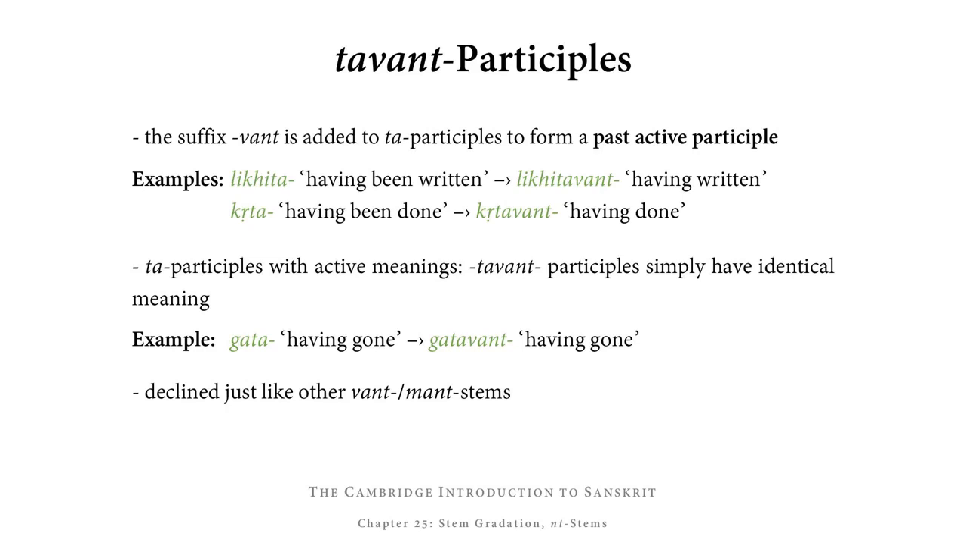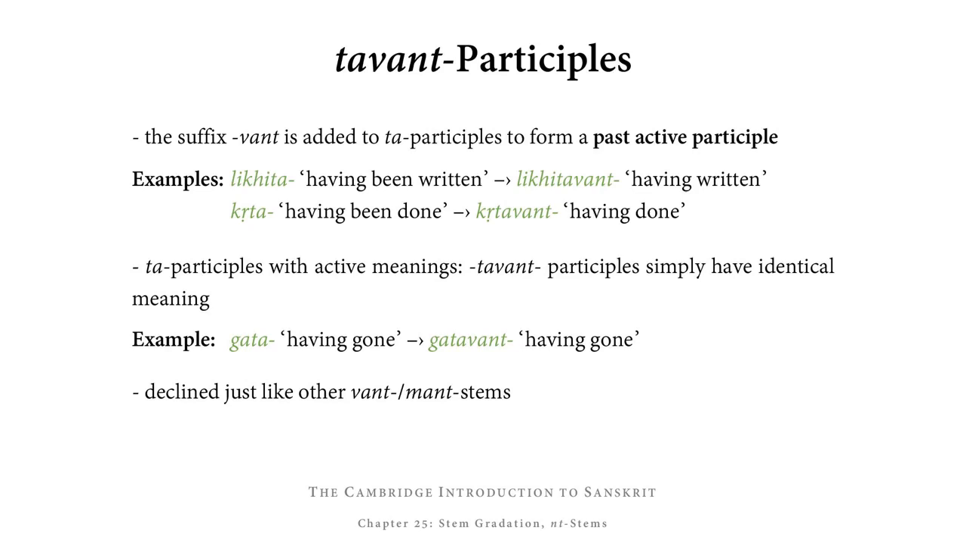We find another want stem in tawant participles, which are participles referring to the past active. These are formed by adding want to ta participles. So we've had likita, smrta, bhrta, and so on. And on the basis of these, we now find a new participle. We take these forms, for example, likita, having been written, and add want to them, giving us likitawant, which then means having written.